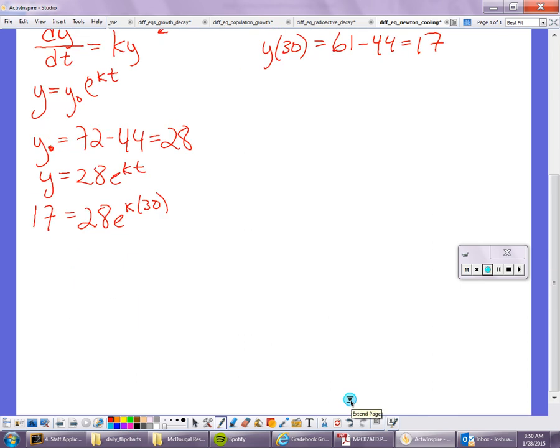When I do that, I end up with k equals, and I'll take a little bit of a shortcut here, 28, sorry, not 28, too much of a shortcut, 17 over 28, all that divided by 30. And when I do that, I get roughly negative 0.0166. K should be negative because the difference is getting smaller. The difference between the temperature of the pop and the temperature of the refrigerator is getting smaller, right? Because it's cooling off. Okay, so we get a negative number. There we go.